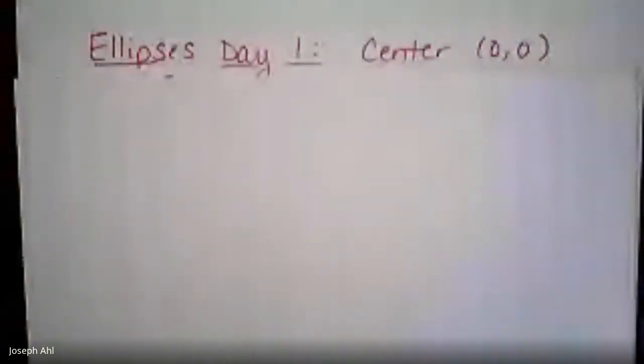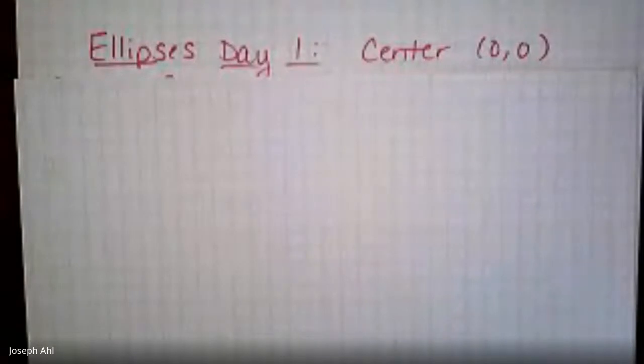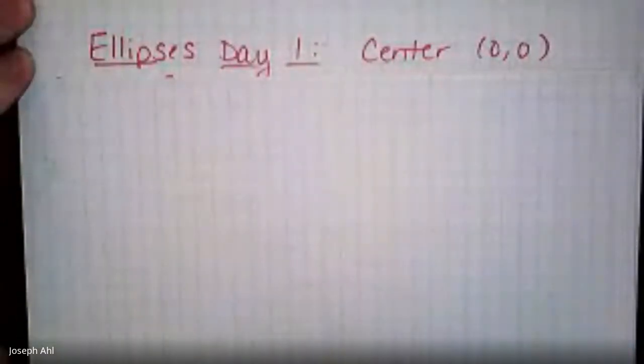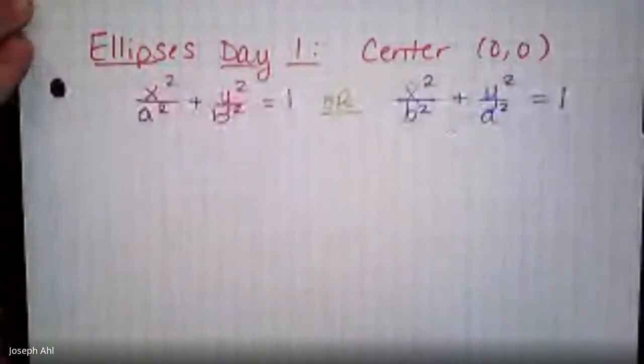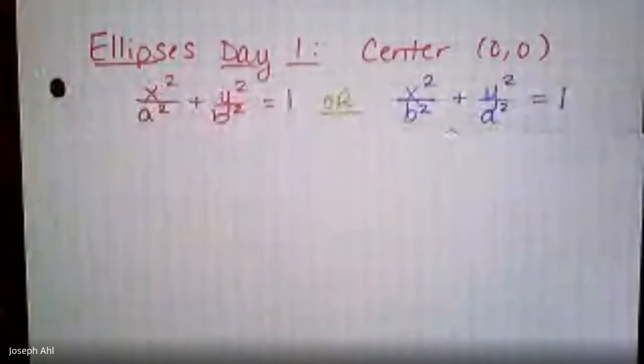So similar to how we started off with parabolas, when we only talked about a vertex at 0, 0, today we're going to start by talking about ellipses that are centered at the origin. And then as we move throughout the week, we'll move the center to somewhere else in the coordinate plane. But just to understand some of the basic properties that ellipses have, first and foremost, if the center is at the origin, we're going to come up with one of these two possible equations.